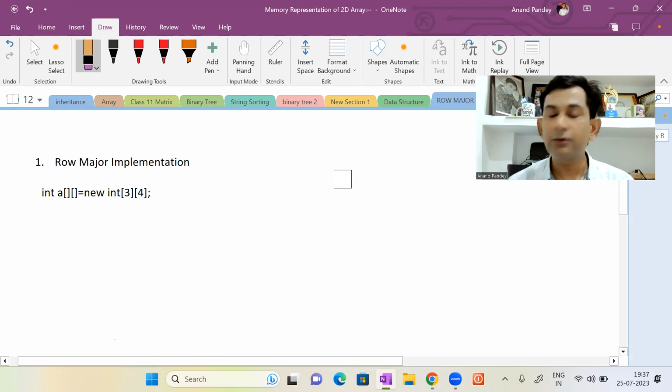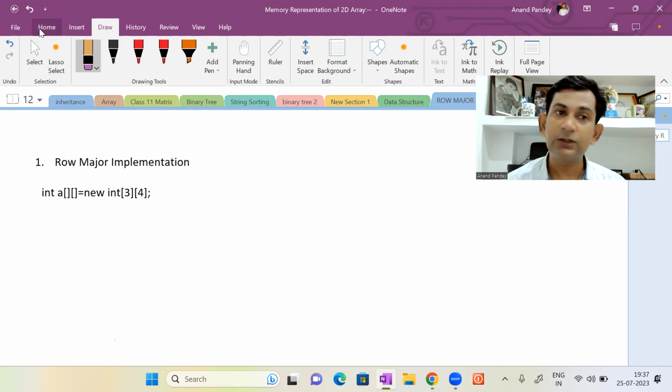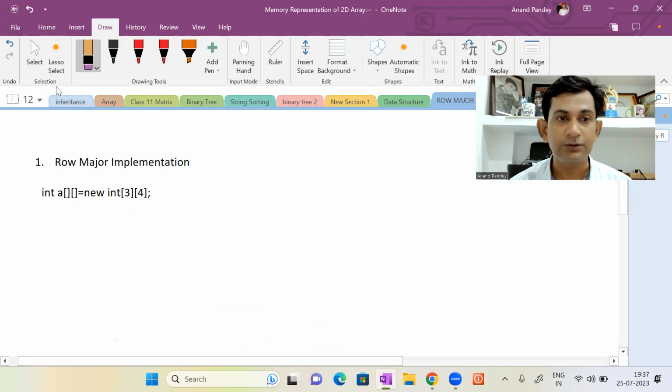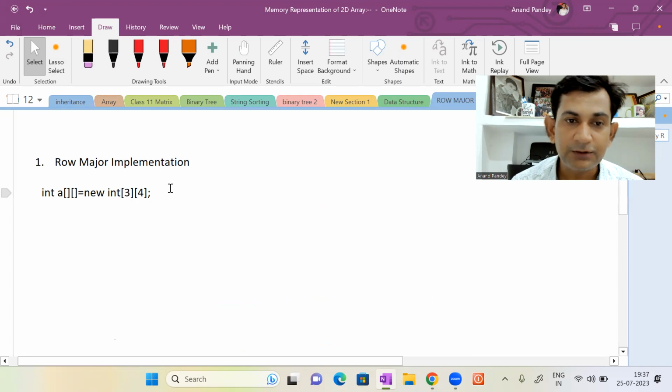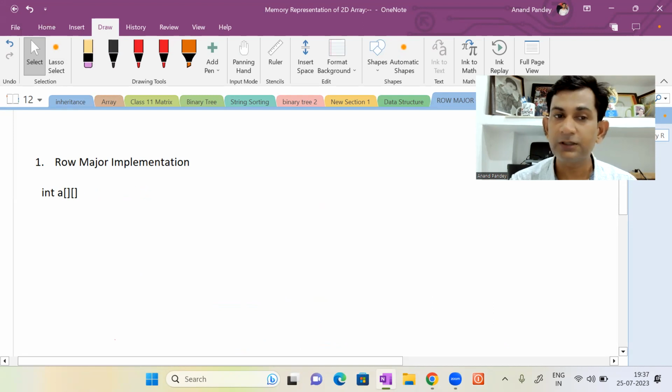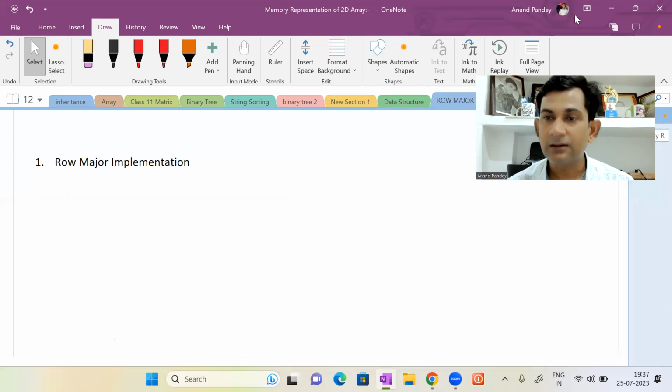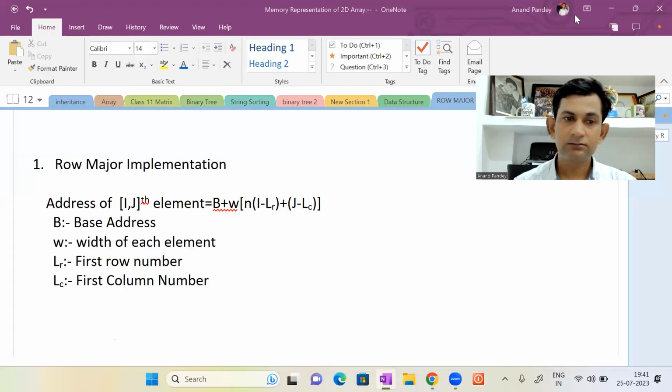Now I'm going to tell you the question which will come in your examination. As I told, it's a totally formula-based question. So I'm going to write the formula for the row major implementation, then I will tell you the column major implementation, and then I will discuss the question based on that formula.